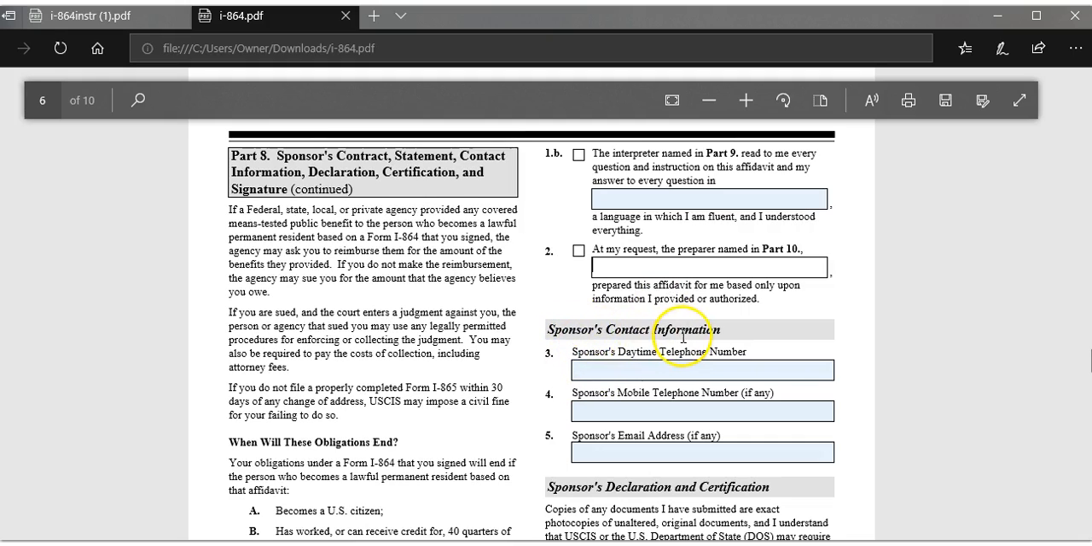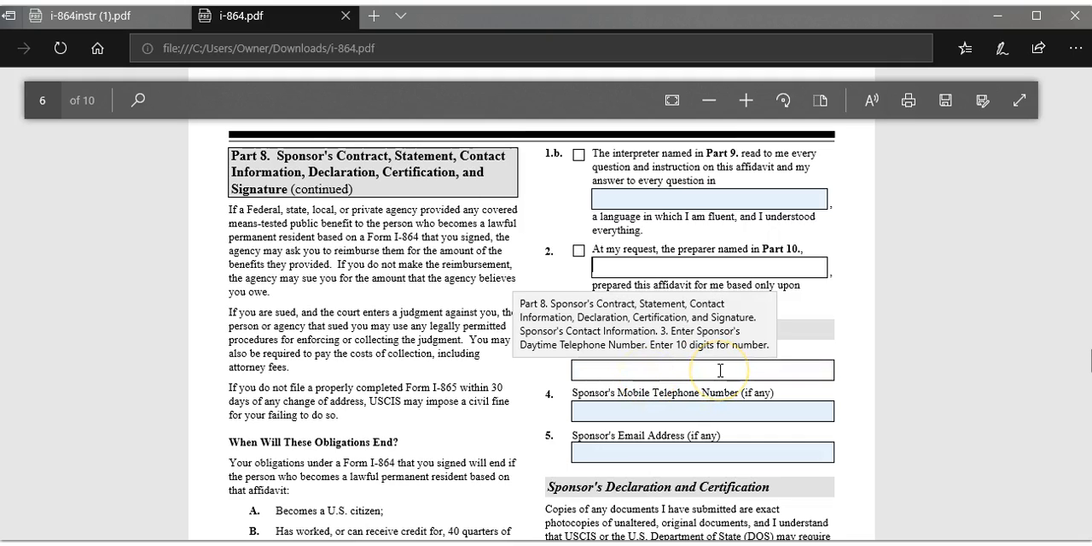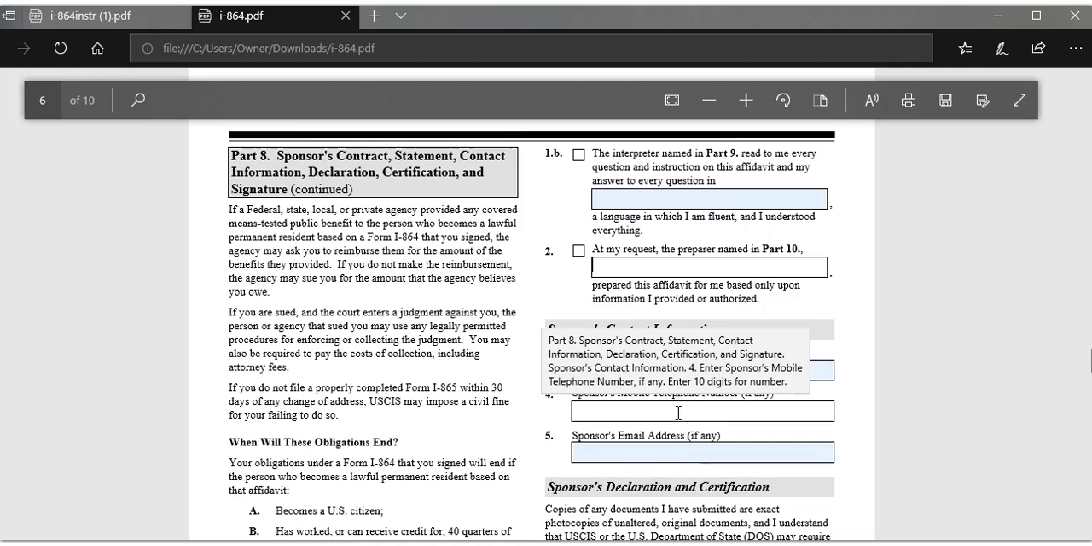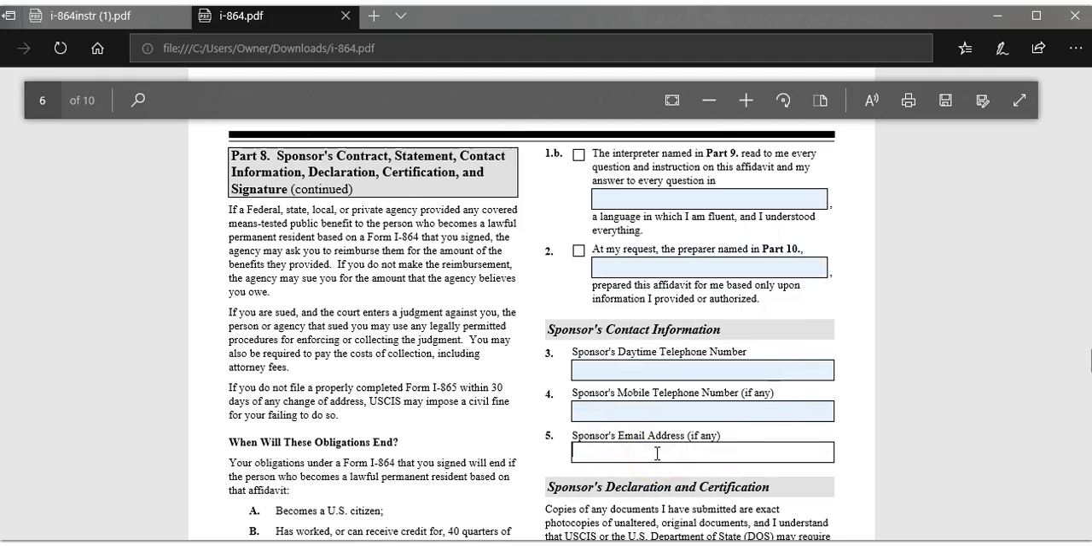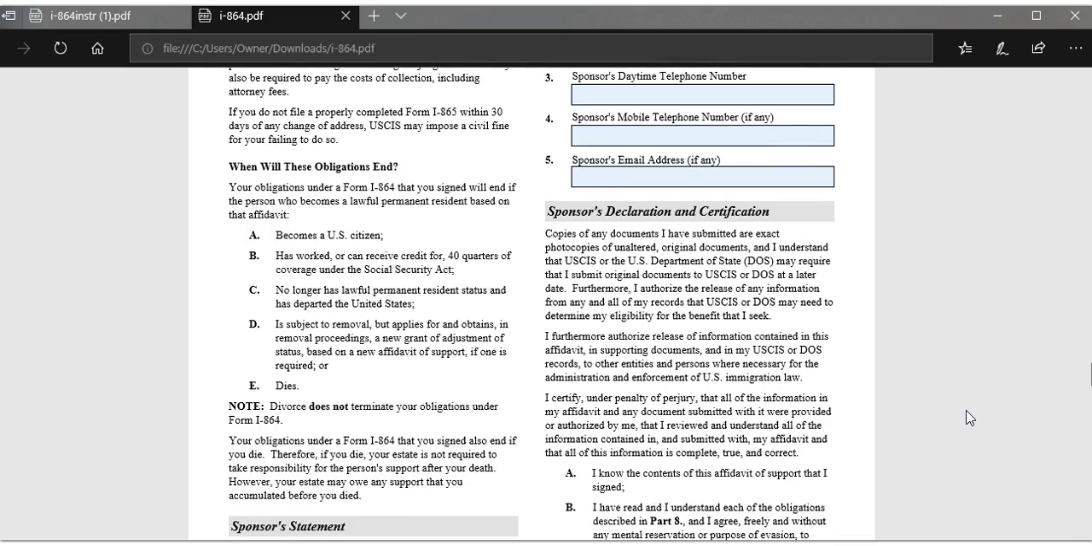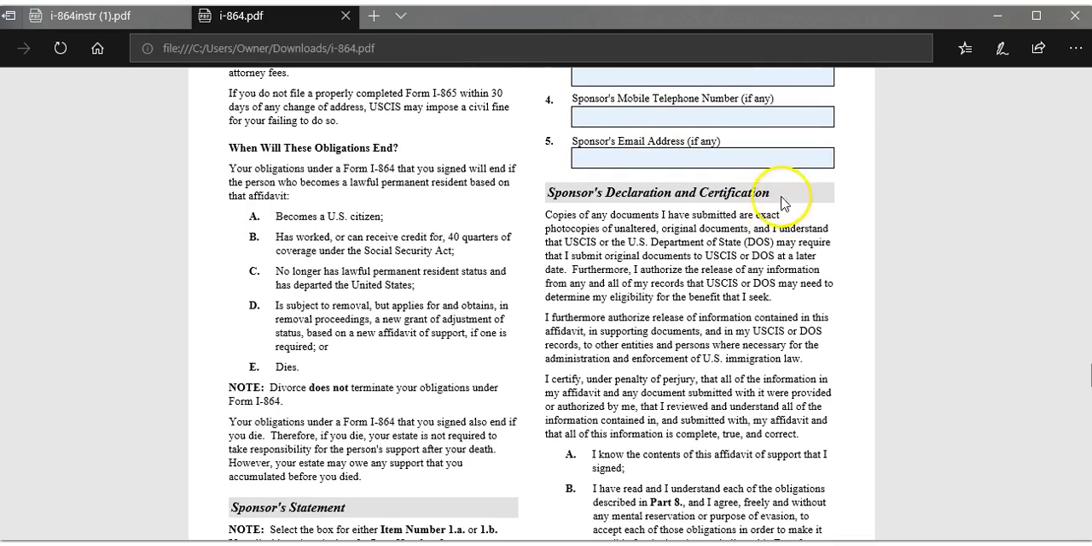Okay, so sponsor's contact information. This is the sponsor information, daytime telephone number, mobile telephone number, and the email address. And sponsor's declaration and certification. So you can read all that.